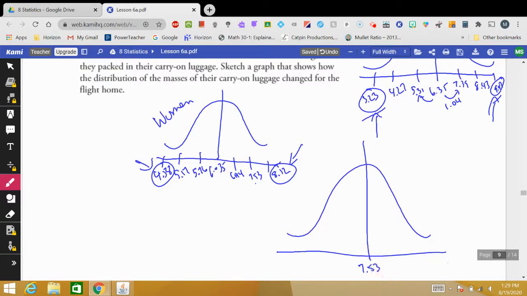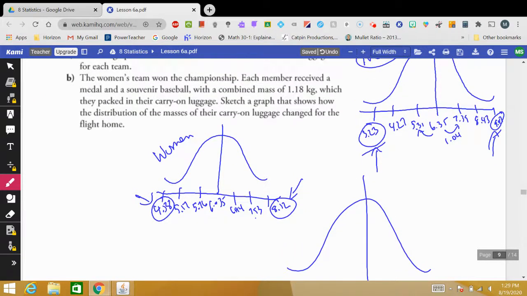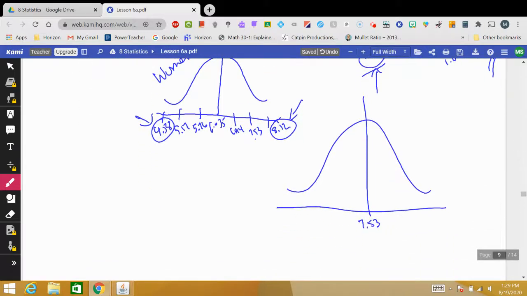But because they all got it, everybody is adding the same 1.18 kilograms. Because everybody's adding the same 1.18 kilograms, the standard deviation does not change. So we're still going to add and subtract the exact same number. We're still going to add and subtract 0.59 because I am not changing how spread out the data values are. Okay, they all did the same thing.